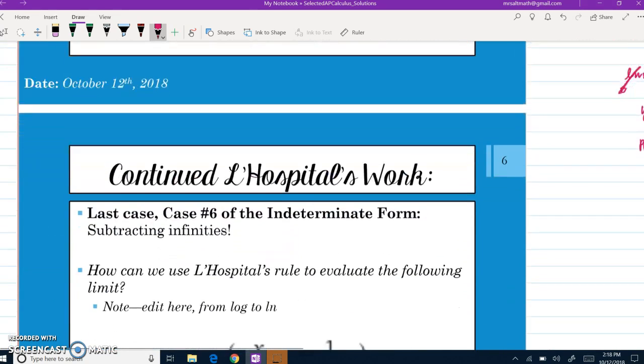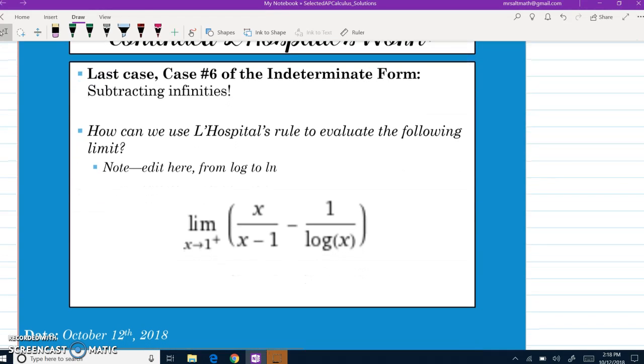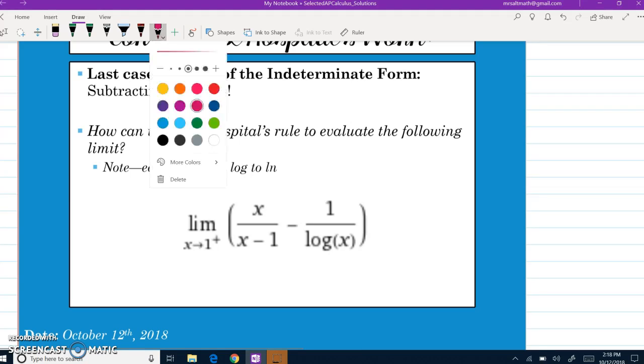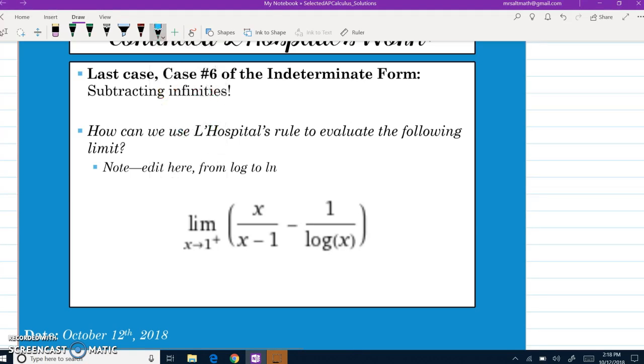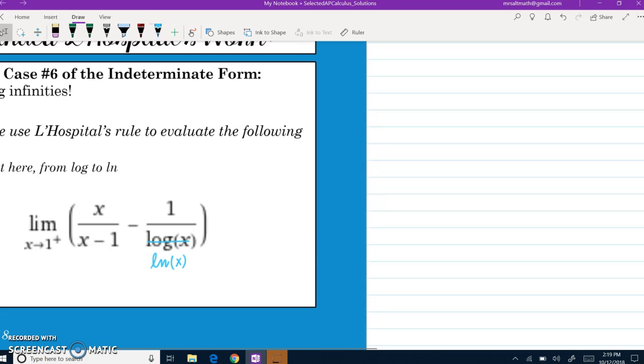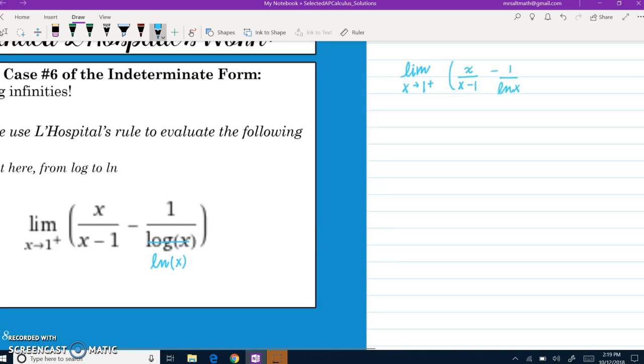Then we have one additional case of L'Hopital, this case number 6 of the indeterminate form. And this one pops up when you're trying to evaluate a logarithm and you end up with subtraction of infinities. So let's copy this over and work through it and see what that means to try to subtract infinity from infinity. And if you can just fix this common log of x to look like a natural log of x, that will make our differentiation process look easier. So here we'll have the limit as x approaches 1 from the right of x over x minus 1 minus 1 over the natural log of x.